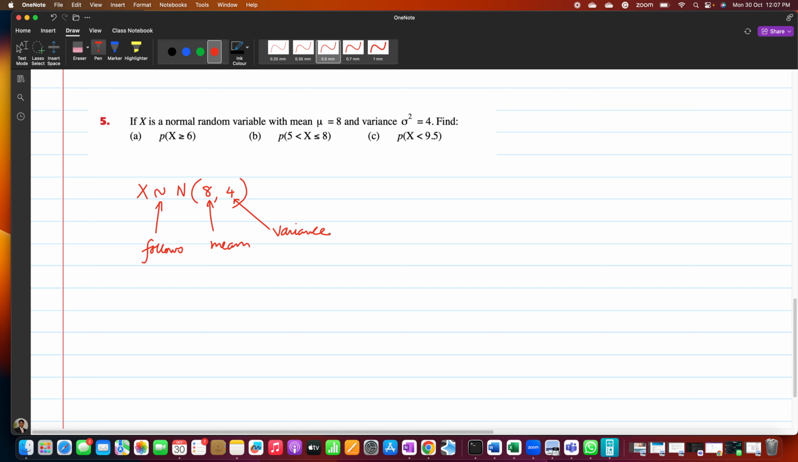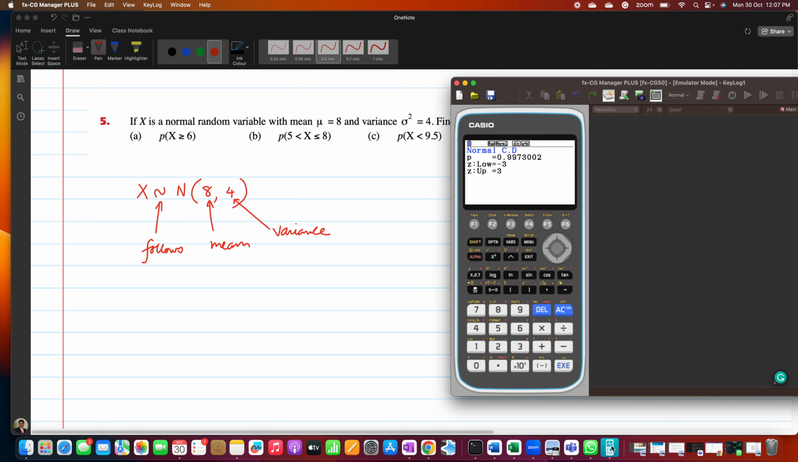Now, the problem here is, if you look at your calculator, you want greater than or equal to 6. So lower limit is 6, upper limit is 10 raised to 10. Standard deviation is 2. Now that's very important. Your calculator needs the standard deviation, but the parameter you are given is the variance. So be careful of that. Don't enter 4 by mistake, or you go wrong. Enter 2. The mean is 8.